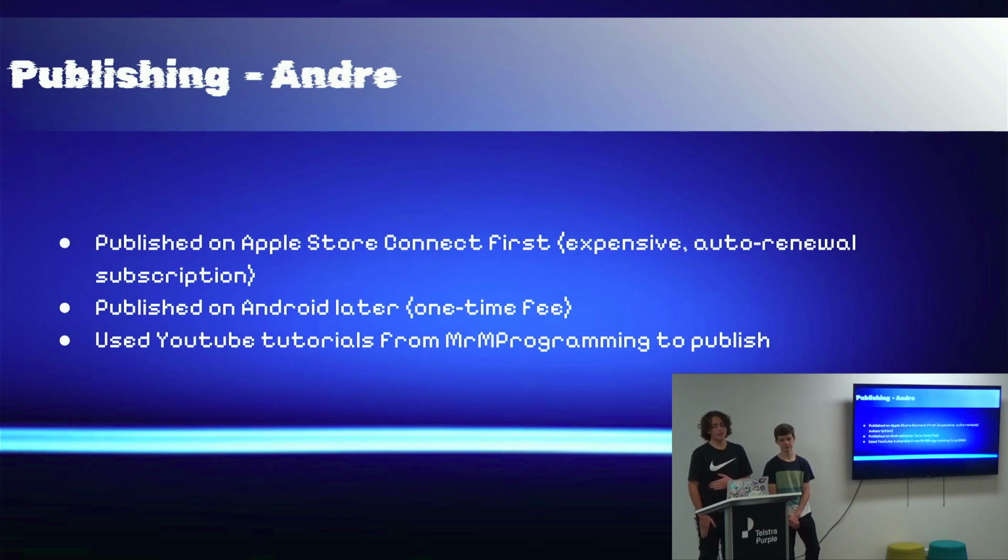For publishing, we used 2 subscriptions. One for Android, which was a $40 one-time payment, and Apple, ironically, having a $150 per year auto-renewal payment. To help me publish Speedy Sedans, I watched YouTube tutorials and I had no problems. In fact, this was a smooth process. The channel that I used to publish Speedy Sedans was MRM Programming. He was very helpful in describing what's happening at the back end, and everything that you need to know to publish Speedy Sedans, or any game, or any app.